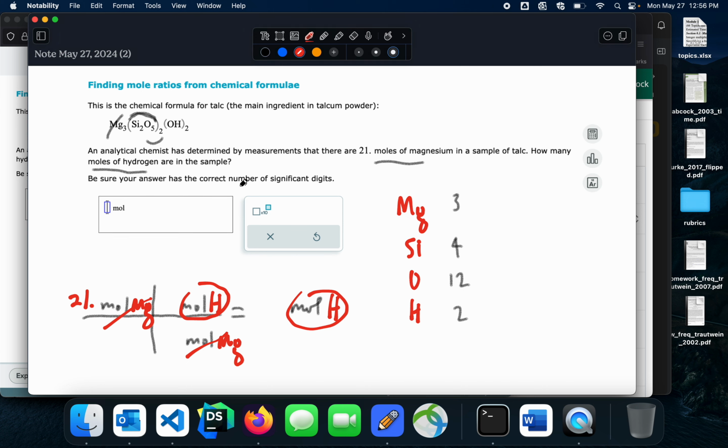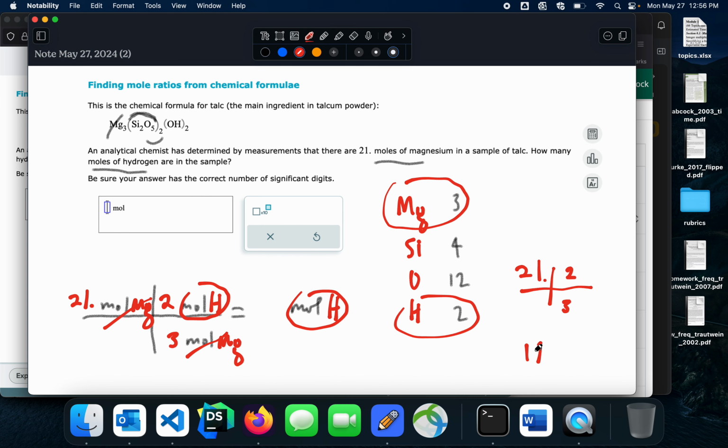All right. So I just come over here then. Okay, I get it now. I'm going to say there's 3 moles of magnesium for every 2 moles of hydrogen. Okay. 3 moles of magnesium for every 2 moles of hydrogen. There's my 2 moles of hydrogen, and I'm done. Now, I need to do the math on it. So 21 divided by 3 times 2. 21 divided by 3 is 7, times 2 is going to be 14.